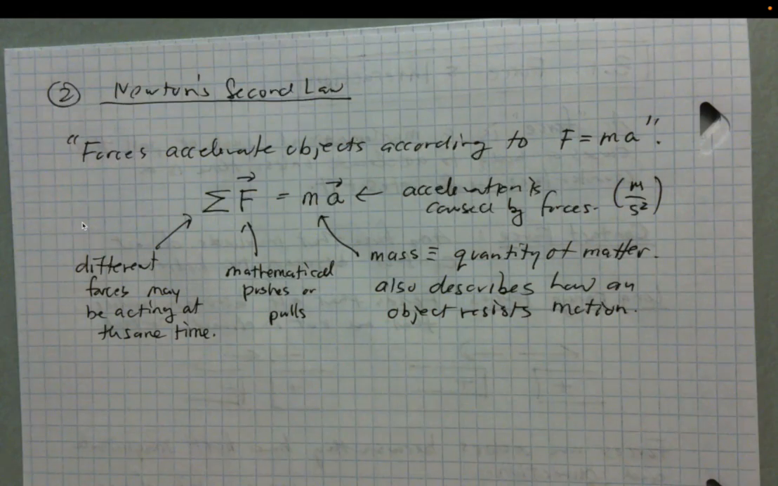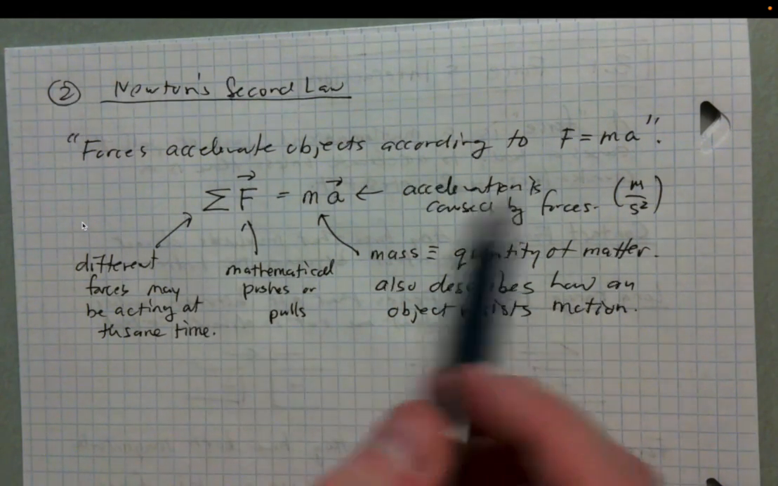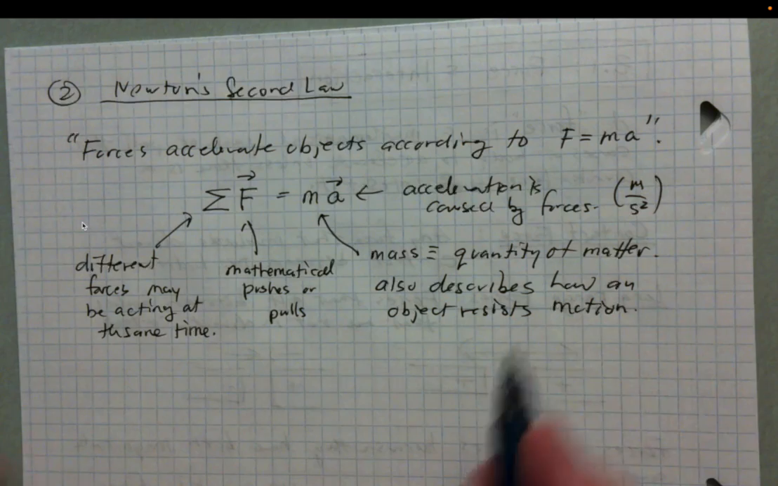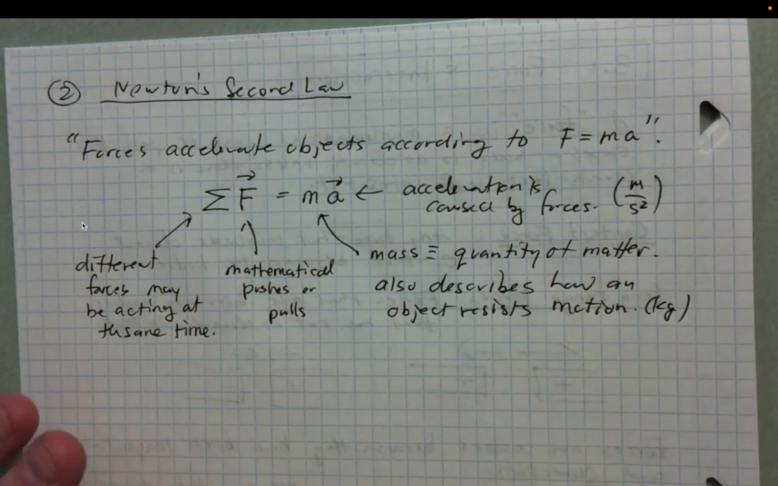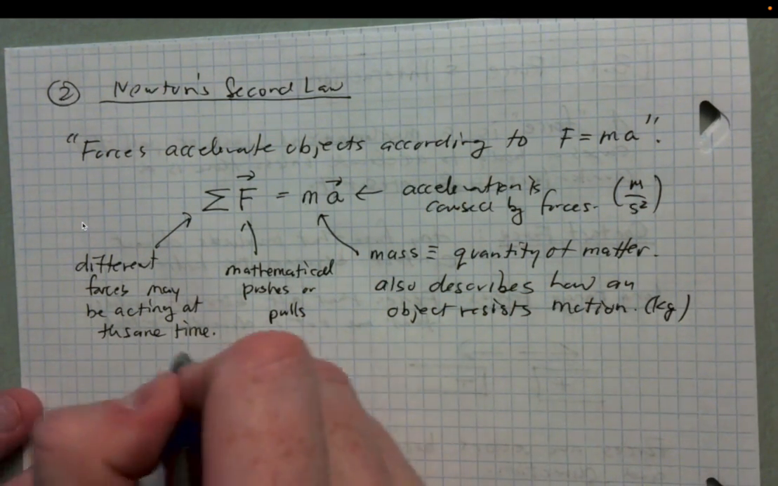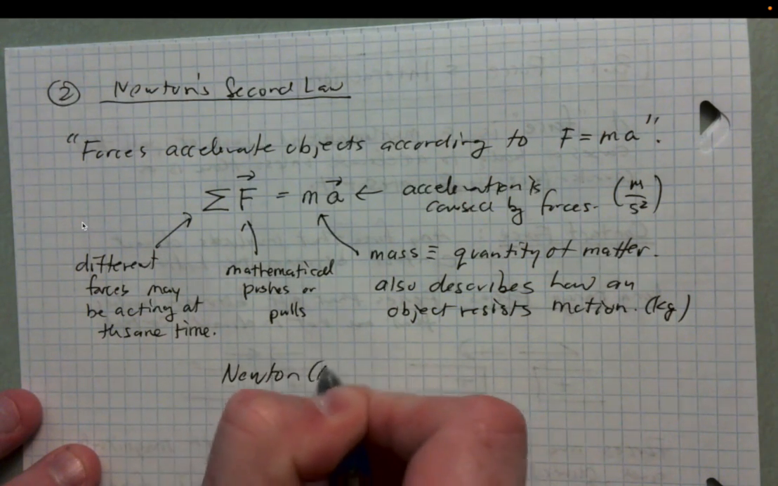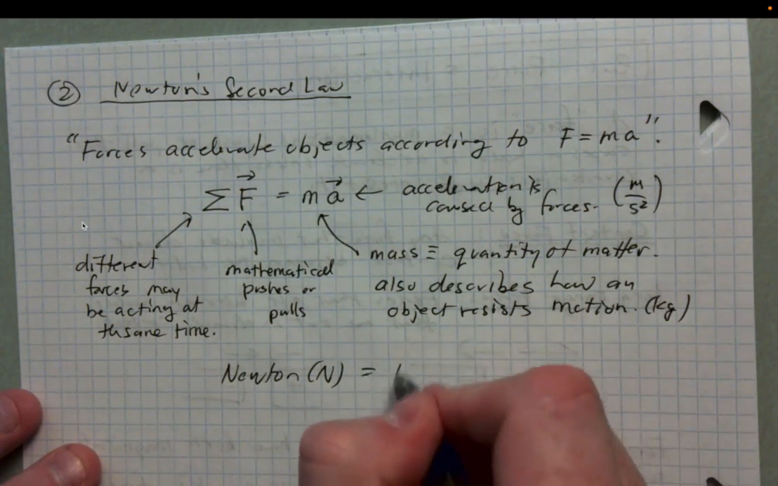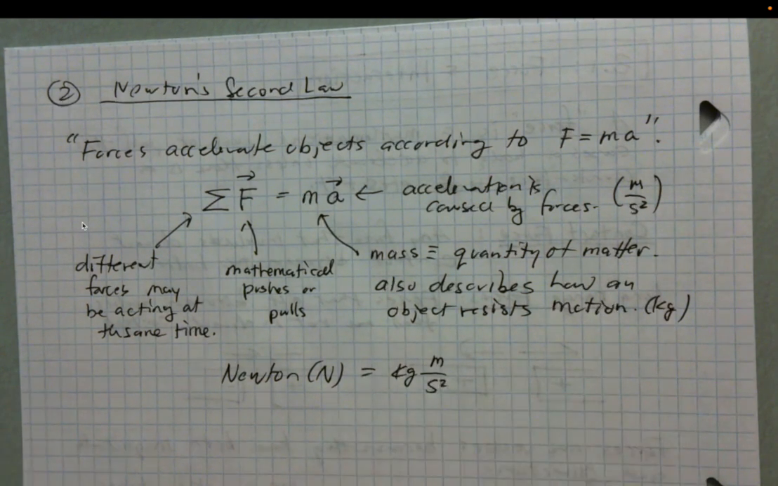Okay, so on the left-hand side, you have the sum of the forces. On the right-hand side, you have mass times acceleration. Mass is measured in kilograms. And so here we get the idea of a Newton. A Newton, denoted N, is equal to kilogram meters per second squared. So that's Newton's second law. It gives us a mathematical relationship between forces and mass and acceleration. Everybody will most likely have heard of the first law, and the second law is the most obscure of the three.